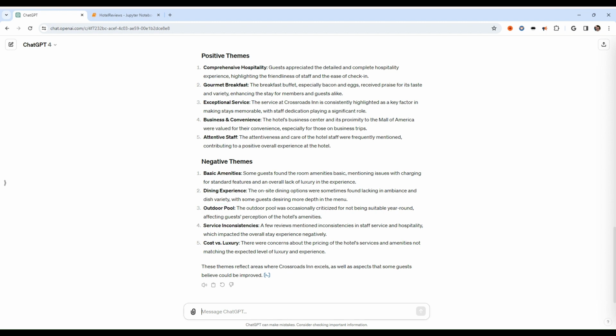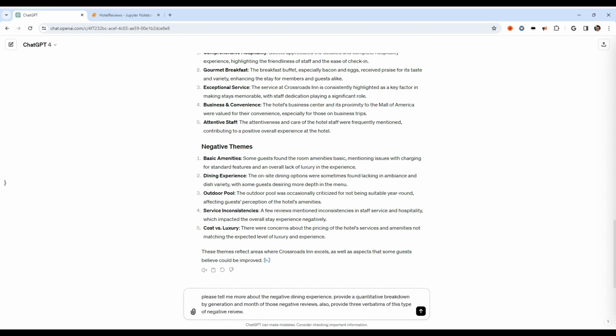Let's dive a little bit deeper into the dining experience. So tell me more about the negative dining experience. Provide a quantitative breakdown by generation and month of those negative reviews. Also provide three verbatims of this type of negative review.